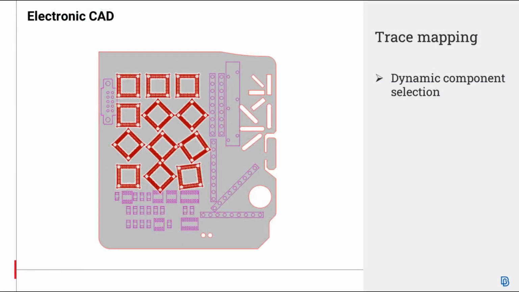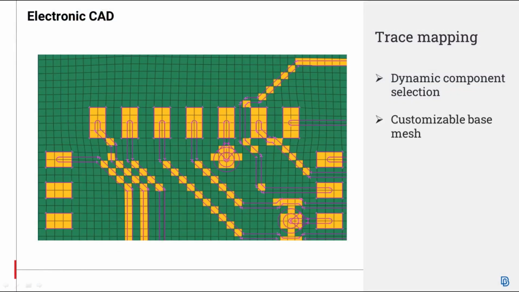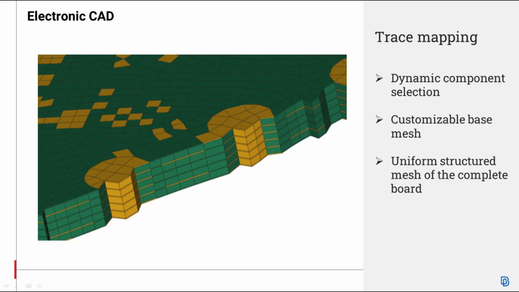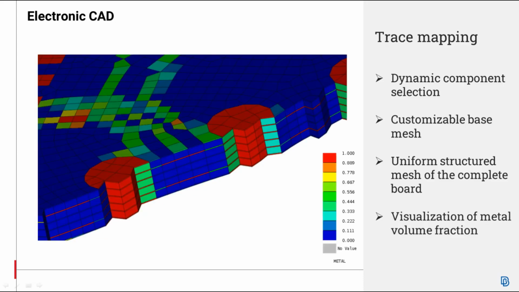On the ECAD side, through UNSA, the user can go through a dynamic component selection, customizable base mesh, preserving the shape of included components footprint, a uniform structured mesh with property assignment per element, and finally a visualization of metal volume fraction per element via custom fringe bar and mesh discretization error calculation.